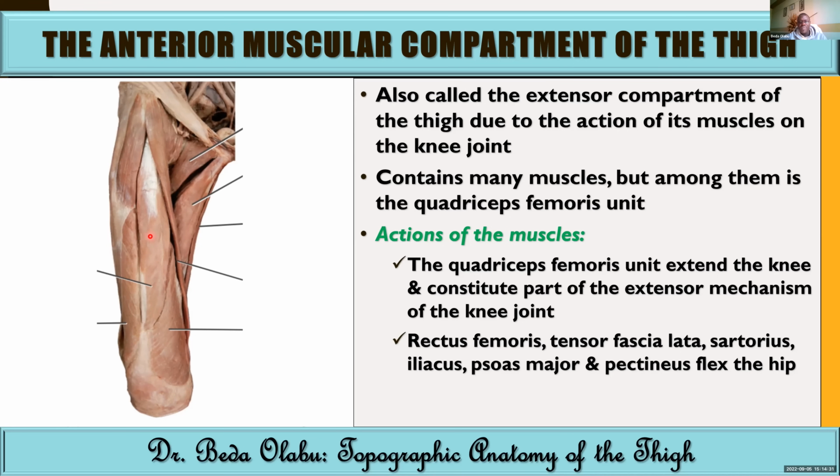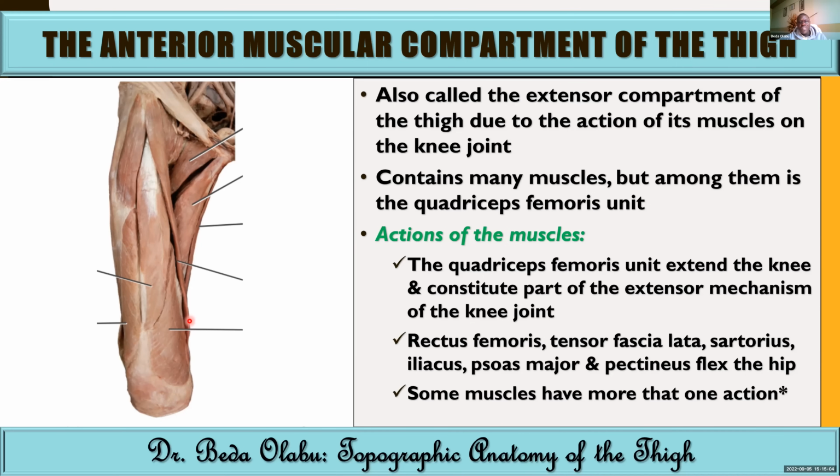thigh as well. Take note that there are some muscles with more than one action from that list, like rectus femoris that I've mentioned to you. Also, tensor fascia lata, apart from flexing the hip joint, can also abduct the hip joint. Sartorius has multiple actions, maybe 3 actions on the hip joint and 2 actions at the knee joint.